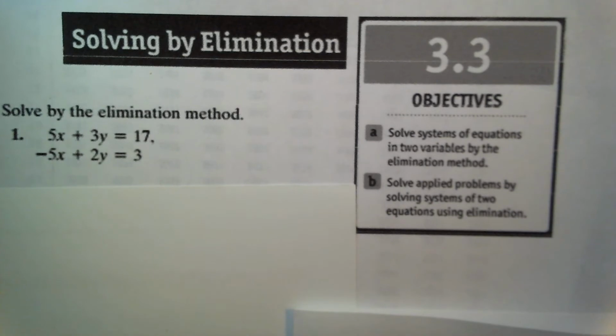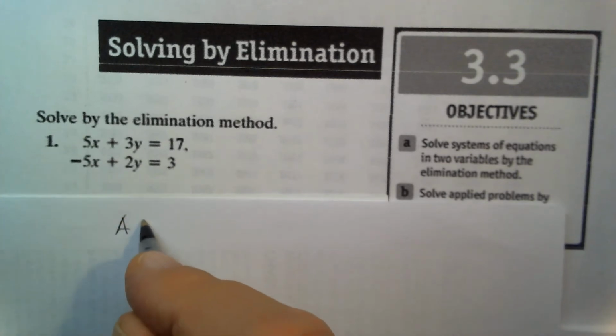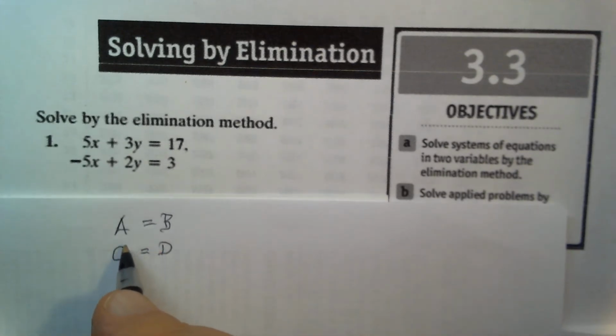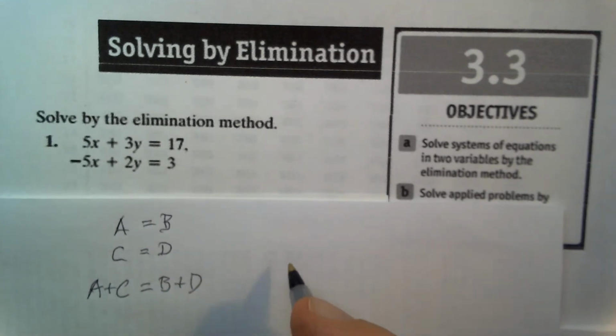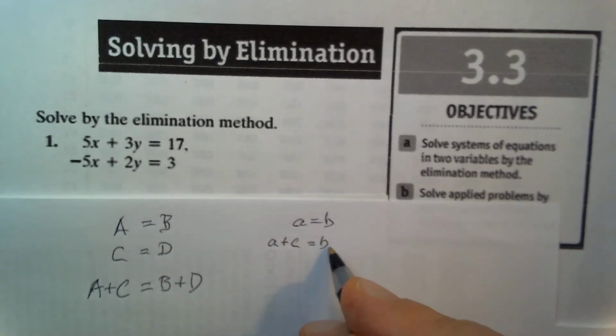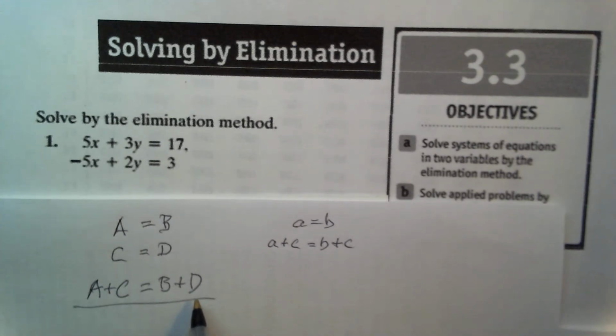what is this method really based on? It is really based on the addition method of solving linear equations or other equations. So it was basically like if A equals B and C equals D, then adding to both sides the same quantity, we have A plus C equals B plus D. We stated it originally a little bit differently: if A equals B and we add C to both sides, we have an equivalent equation. In other words, we have an equation with the same solution set. But since C equals D, this is an equivalent equation.